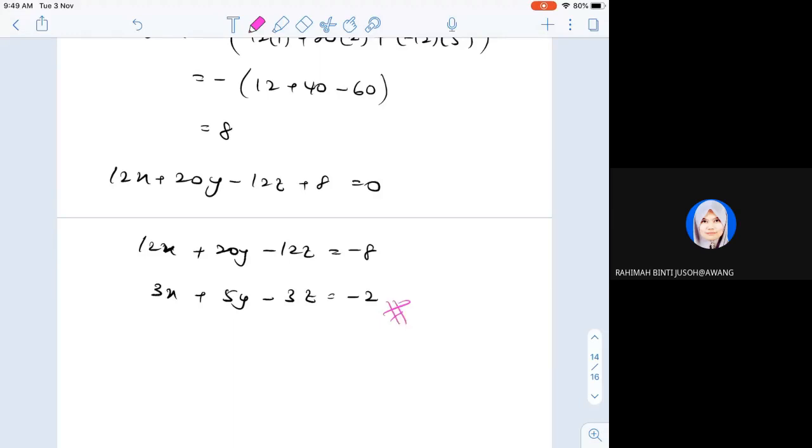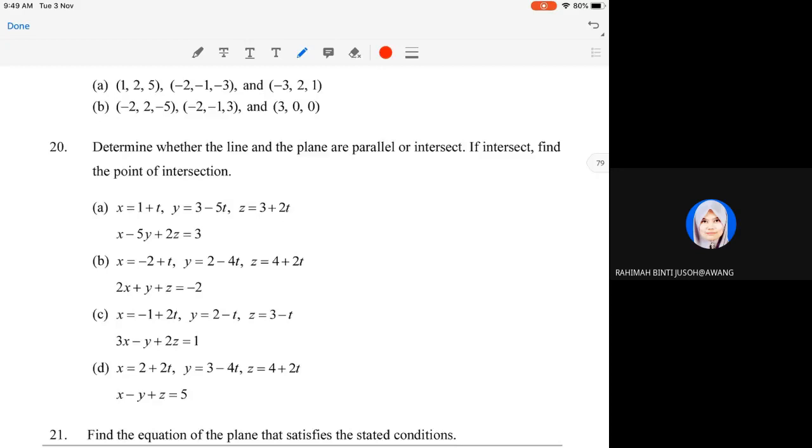Okay, next question. Question number 20 ni. Question number 20 ni guys, student always confused every semester.